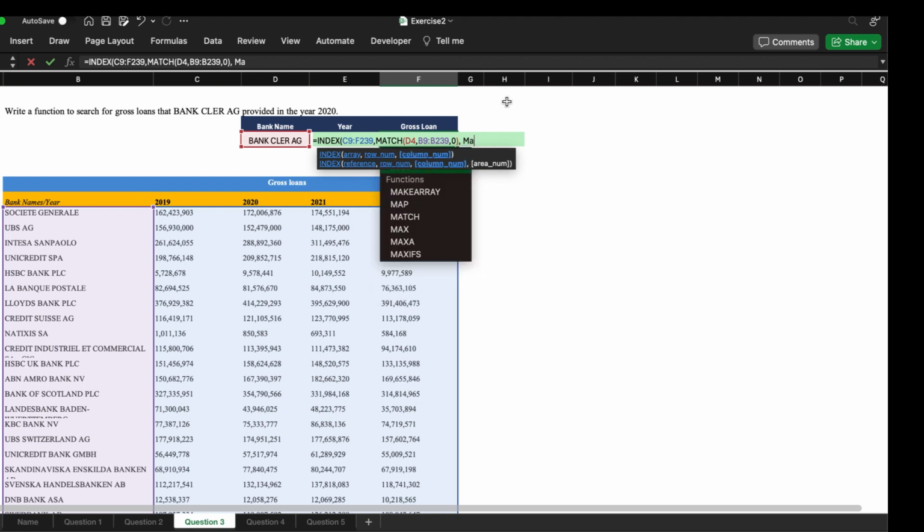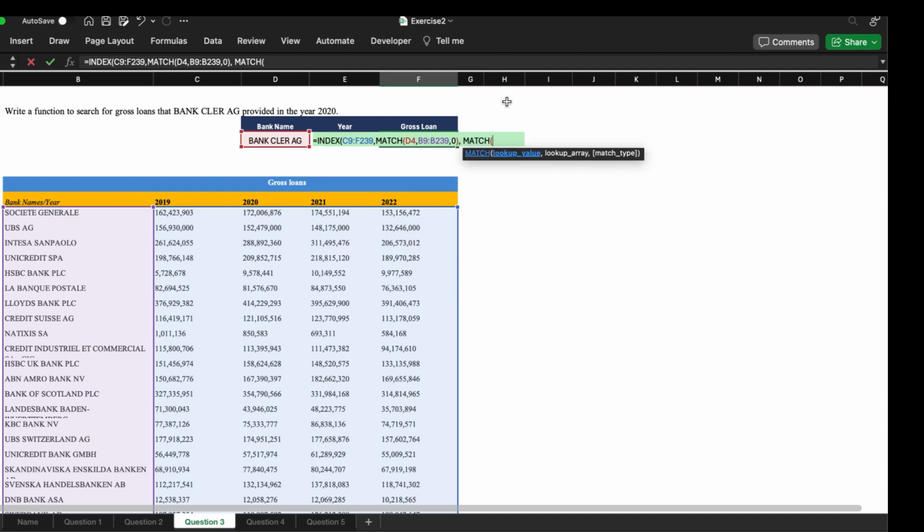So the search here is covered, but it's E4. You can see that it's E4, and the lookup array is where the year is found. So we select the cell. Next, we close it, and voila, we have it.